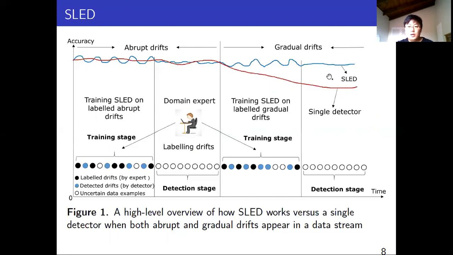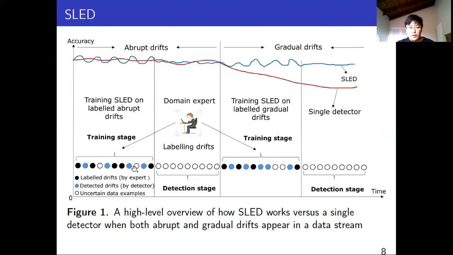So this is because both SLED and the single detector can handle abrupt drifts very well. However, as we enter the second half of the data stream, the performance of the classifier with the single detector starts to drop, whereas the performance of the classifier with SLED is still very good. This is because the single detector cannot handle gradual drifts very well, whereas since we trained SLED on gradual drifts over here, it can still perform really well in this case, right?